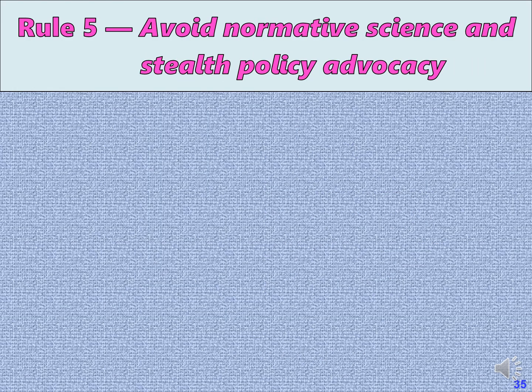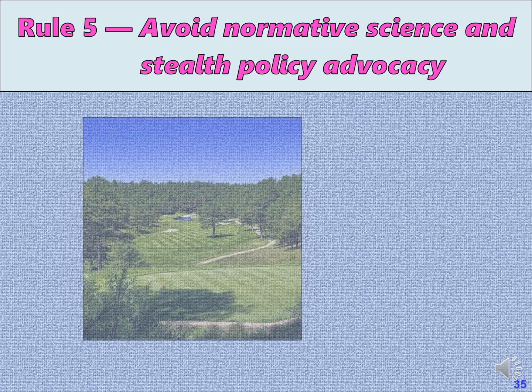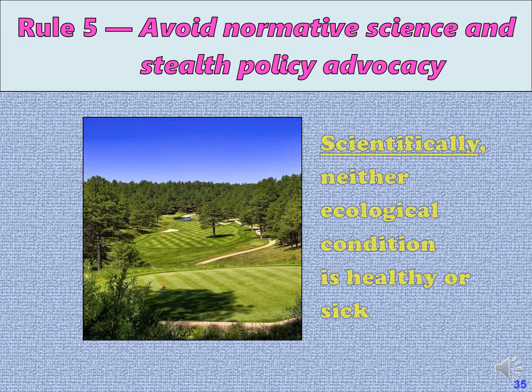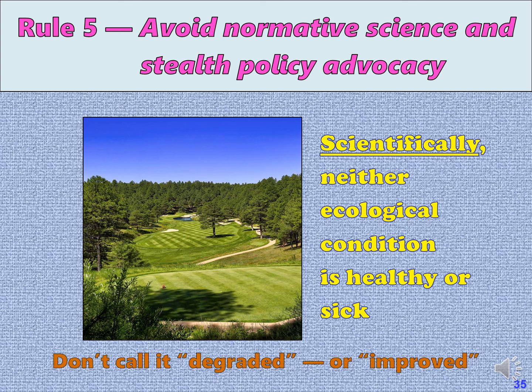Rule 5: avoid normative science and, worse, stealth policy advocacy. Here's a golf course that I worked on years ago as a member of a panel of scientists. One of the things the person who funded this review wanted us to do, I think, was to essentially say that this area was going to be healthy or unhealthy depending on the golf course being built. But the fact of life is, scientifically, neither condition, no golf course or with a golf course, is healthy or sick until you overlay a value preference.